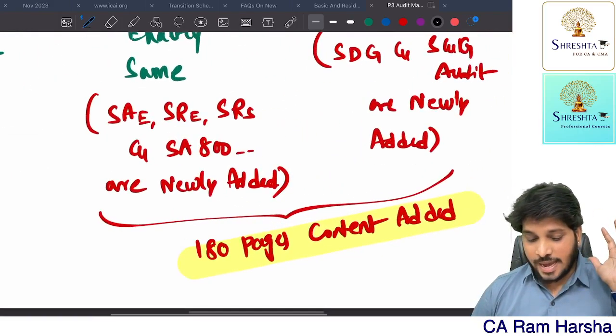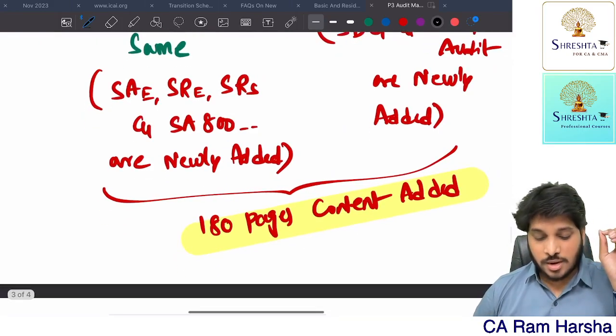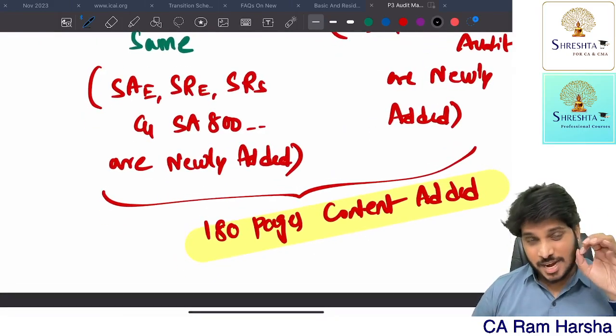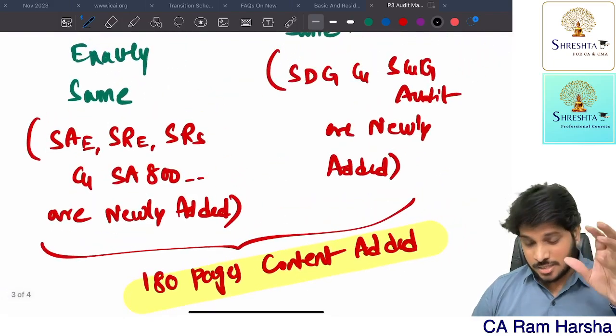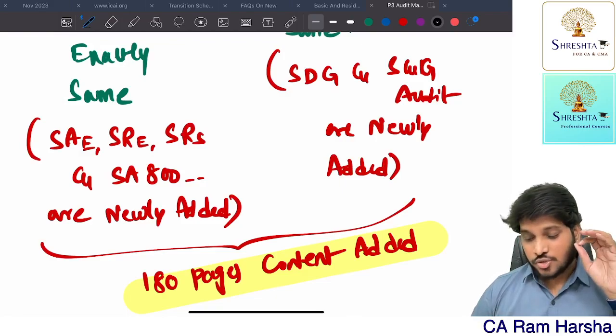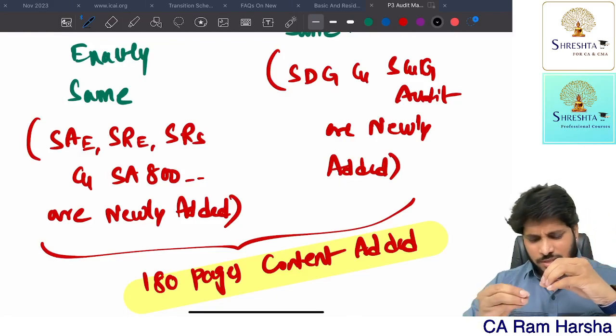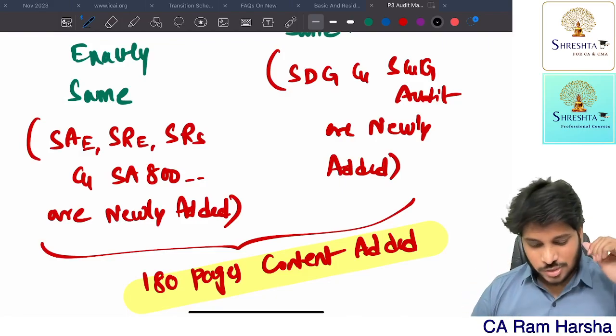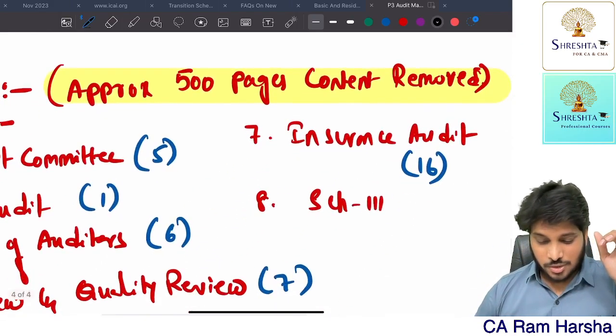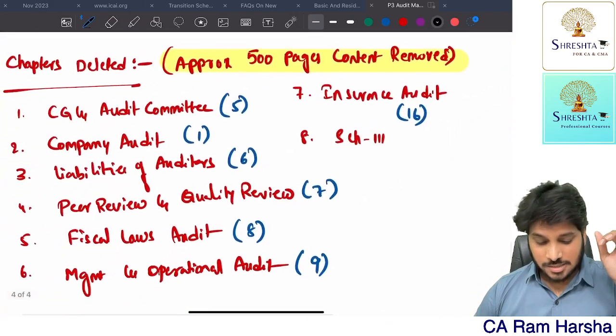Instead of them, they have newly added a few topics: standards on assurance, standards on related services, standards on review engagement, social development, sustainability development, and environmental, social and governance audit. These are all very small topics and don't take much time. So this is something newly added. Something which was drastically eliminated is these topics.